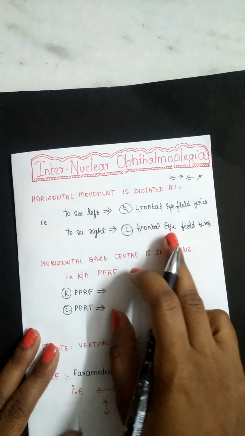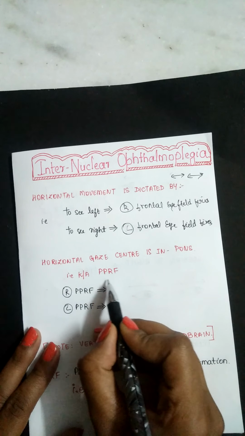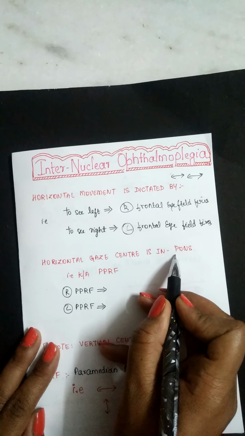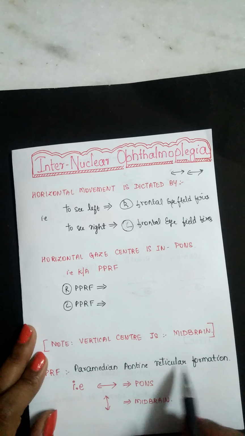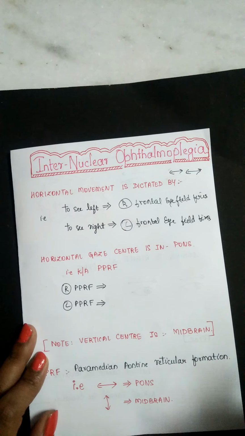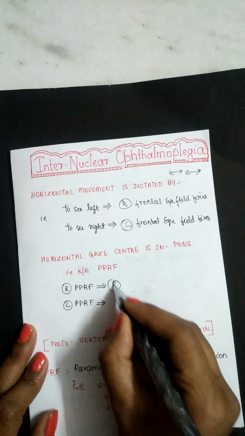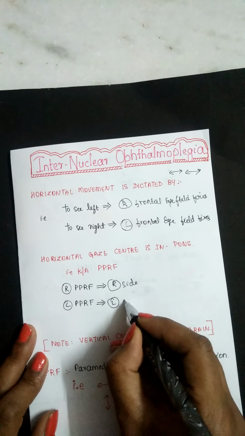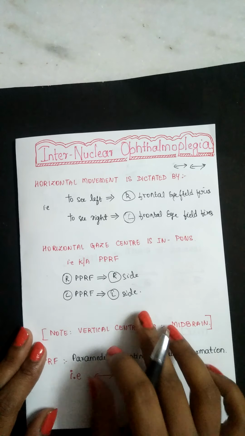And coming to the center of the horizontal gaze, it is known as PPRF. The name itself has pontine, so this is located in the pons. PPRF stands for paramedian pontine reticular formation. What does right PPRF do? It helps in looking towards the right side. What does left PPRF do? It helps to look towards the left side. This is all about the basics.